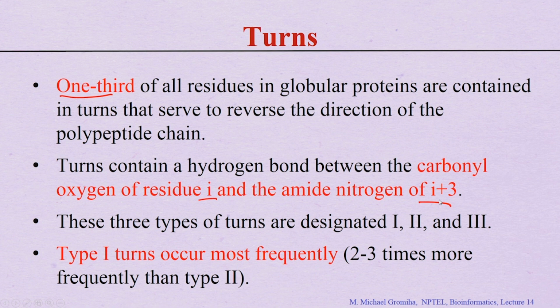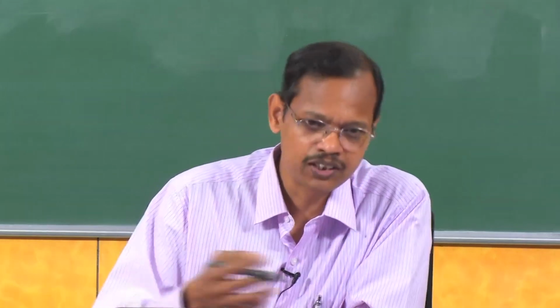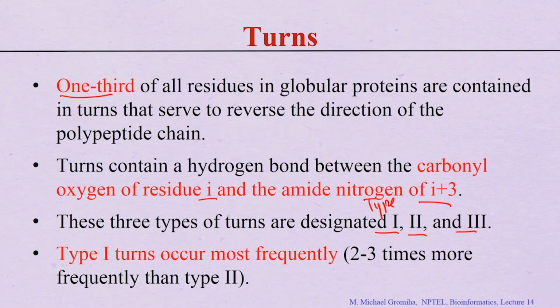Depending upon how these interactions make the bonds, there are 3 different types of turns: type 1, type 2 and type 3. And if you look into the frequency of occurrence of turns in protein structures, which one is most frequently occurring? Type 1. I will tell you what type 1, type 2 and type 3 are. Type 1 turns occur more frequently than the other types, types 2 and 3.